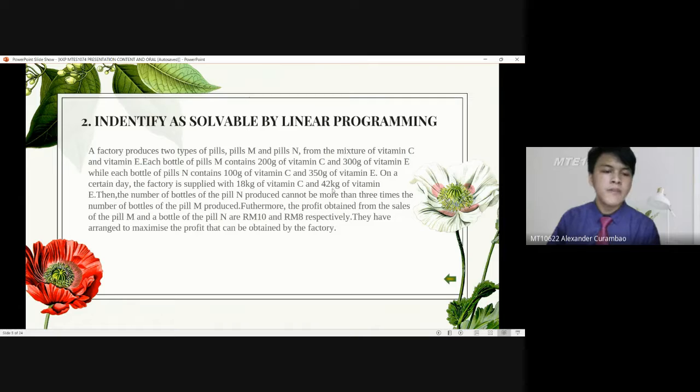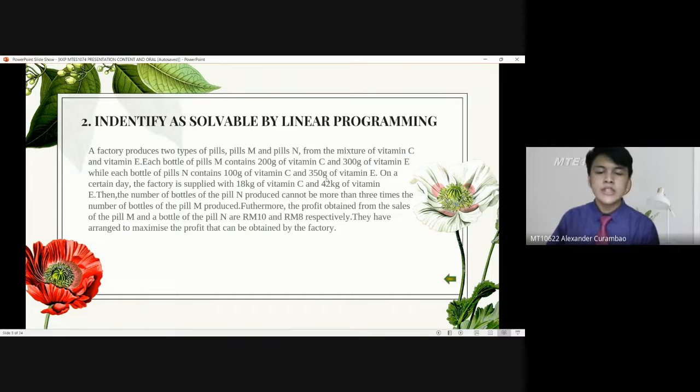kilograms of vitamin E. Then the number of bottles of pill N produced can be no more than 3 times the number of bottles of pill M produced. Furthermore, the profits obtained from the sales of a bottle of pill M and a bottle of pill N are 10 ringgit and 8 ringgit respectively. They have arranged to maximize the profit that can be obtained by the factory.